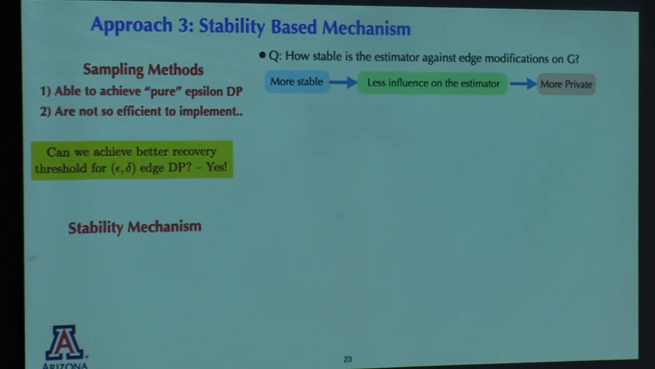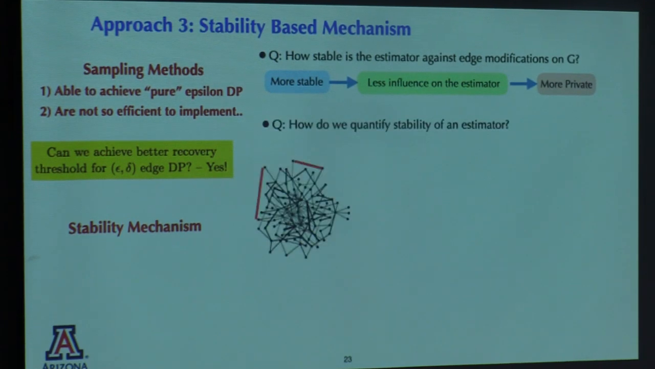if I change an edge, then I ask this question: how much does the output of the community labels change by changing one edge? If it is less stable, maybe I need to worry about privacy. If it is very stable, then maybe I don't. If it is more stable, then it has less influence on the estimator, so it's more private. So the question is, how do we quantify the stability of the estimator?